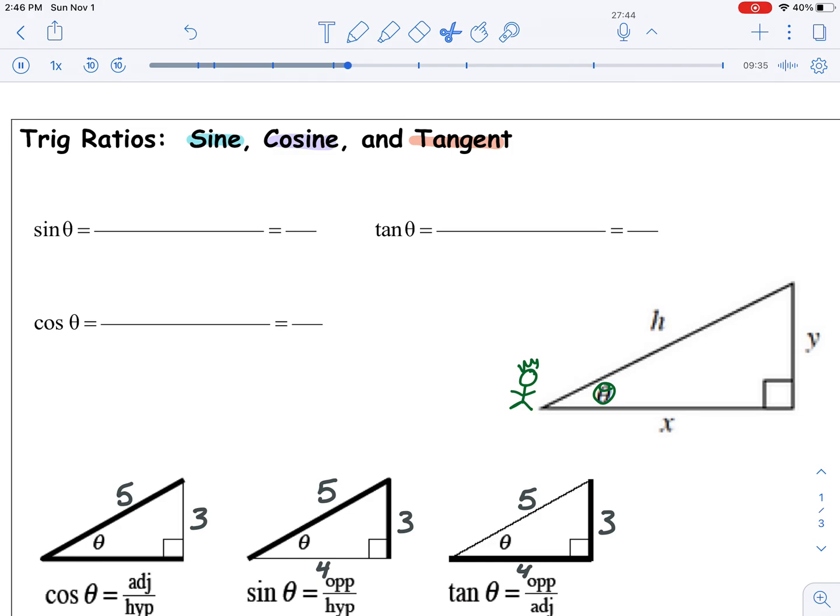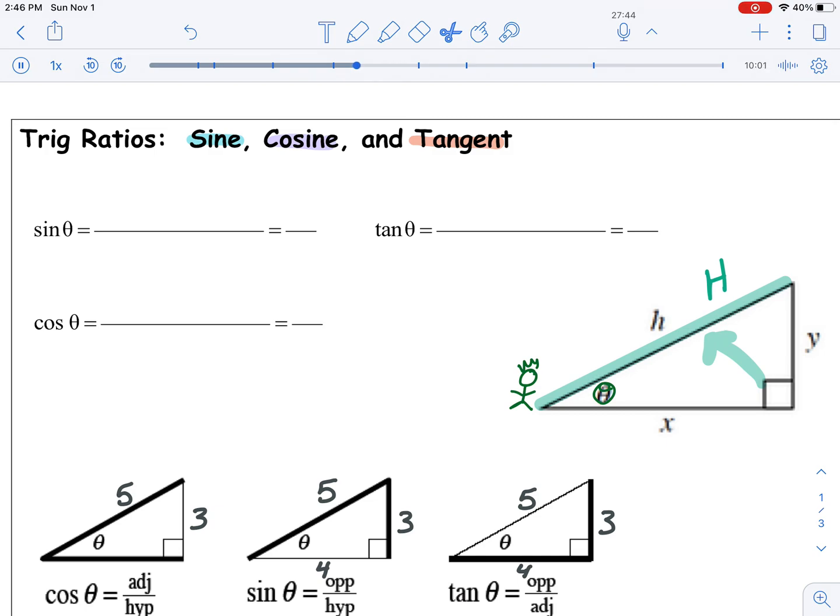Now, if I'm looking at this and trying to identify my sides, it's really easy for me to label the hypotenuse because that is always the side across from the 90-degree angle. What might be slightly trickier is to label my adjacent and my opposite.